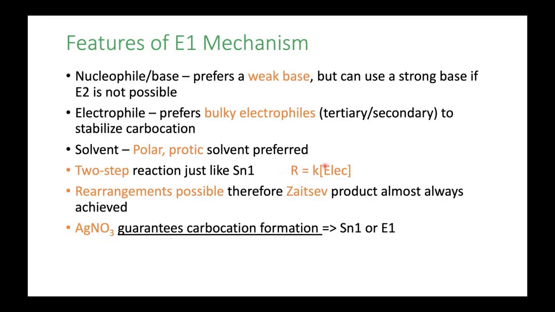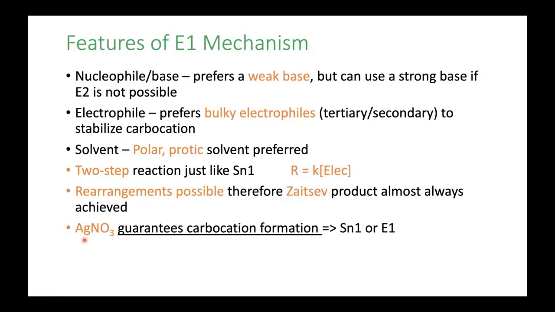The rate is going to only depend on the electrophile. So you don't really need to know what k is, but for the SN1 and the E1, I like to remember that since they both have the number 1, they only depend on the electrophile. Rearrangements are possible, therefore the Zaitsev product is almost always achieved. Because we can rearrange, we're almost always going to form the most stable carbocation, because carbocations also like substitution, so we're almost always going to form the Zaitsev product.